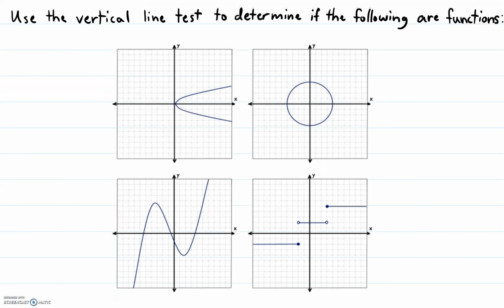In this video, we're going to look at how to use the vertical line test to determine if the graph represents a function. And you can see we have 4 graphs here. They all look pretty different. And we're going to apply the vertical line test to all of them to tell whether they are in fact functions or not.